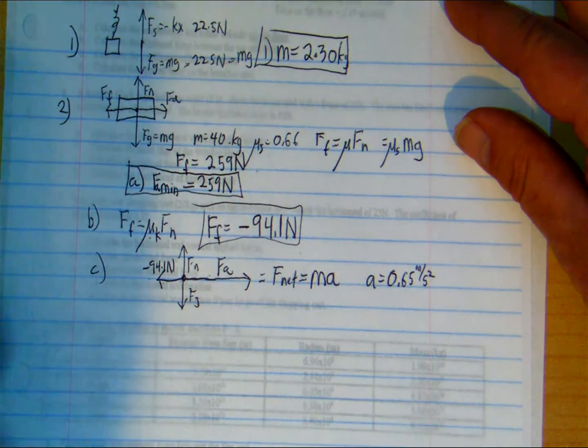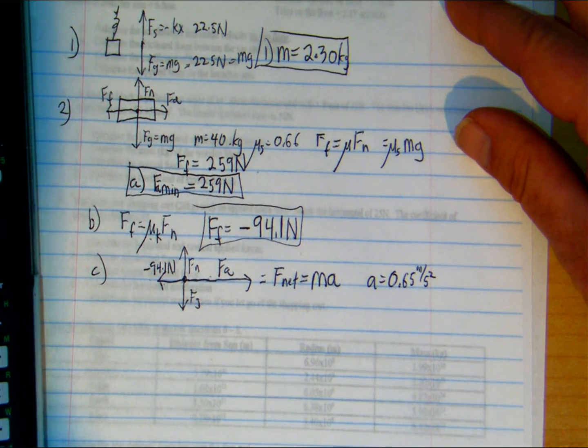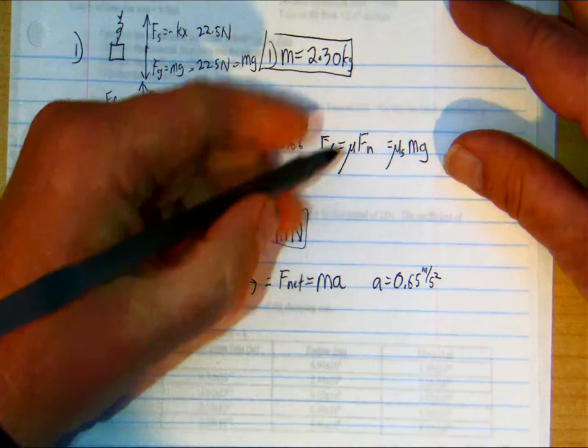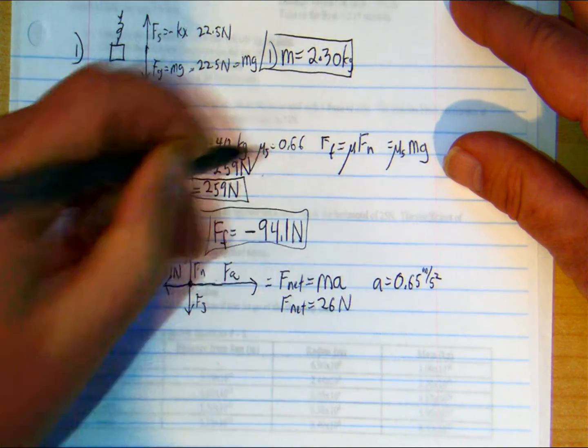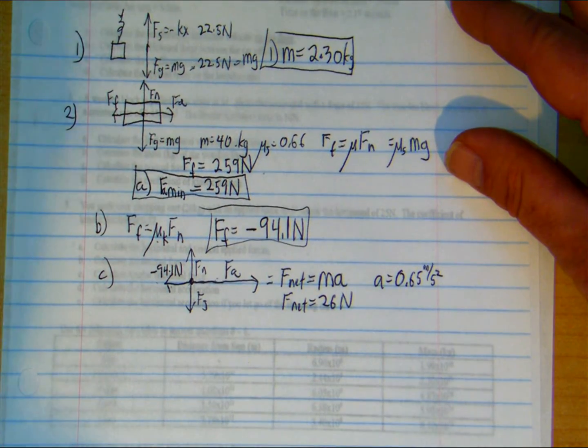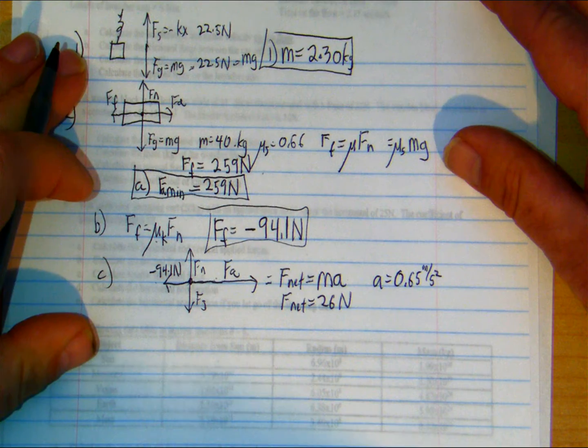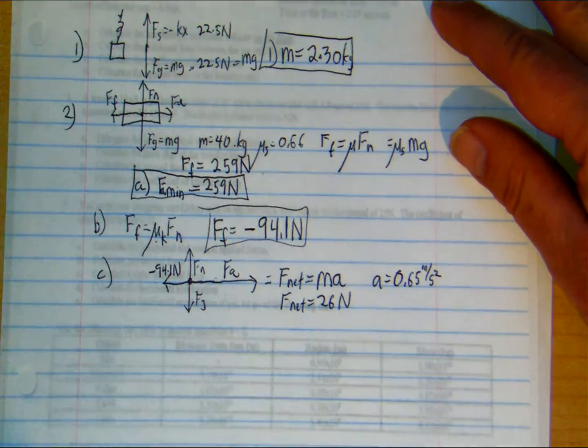So the net force would be 40 kilograms times 0.65 meters per second squared, which means the net force is 26 newtons to the right. However, the question is, what is the applied force, not the net force?